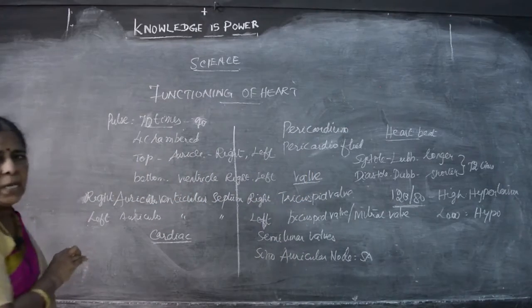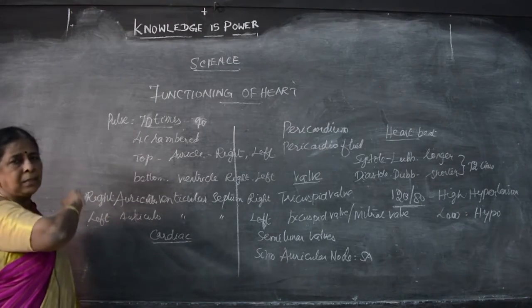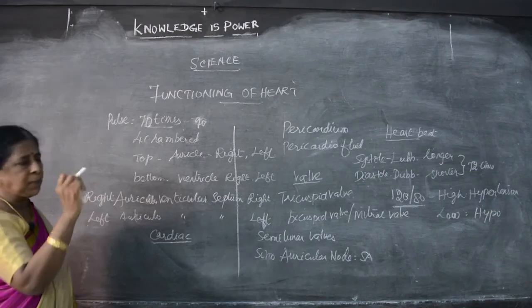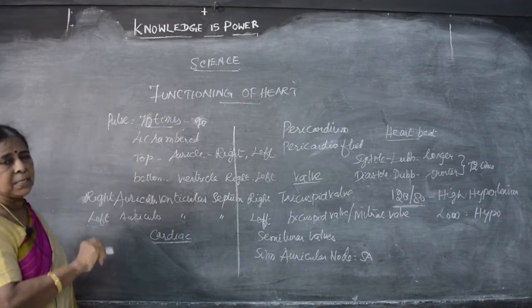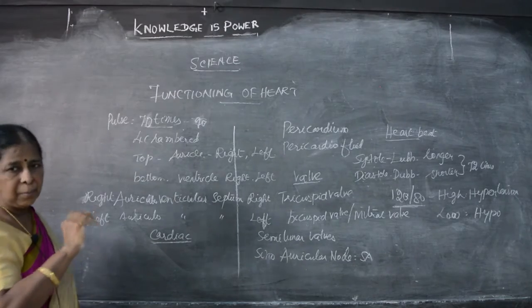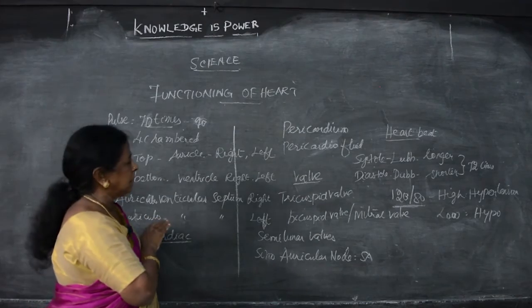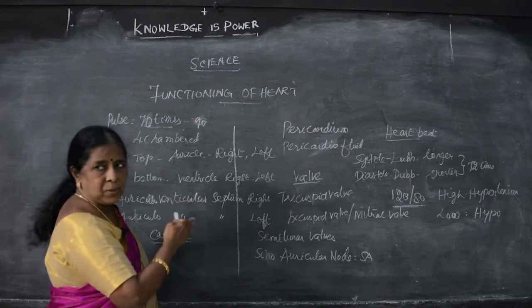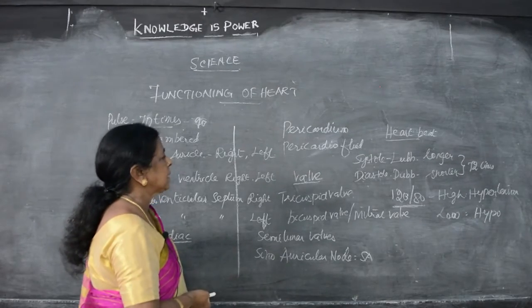Structure of the heart. How many chambers does it have? 4 chambers. The top 2 chambers are known as auricles. Below are known as ventricles. They are separated by the auriculoventricular septum. The mixing of blood is prevented by the septums. There are valves: on the right side the tricuspid valve, on the left side the bicuspid valve, and in between the semilunar valves.